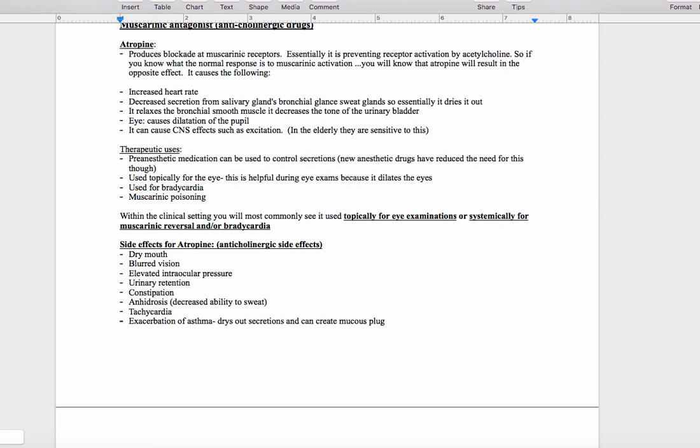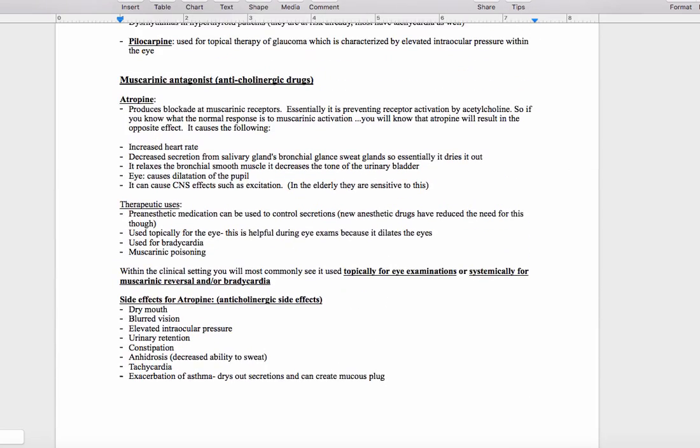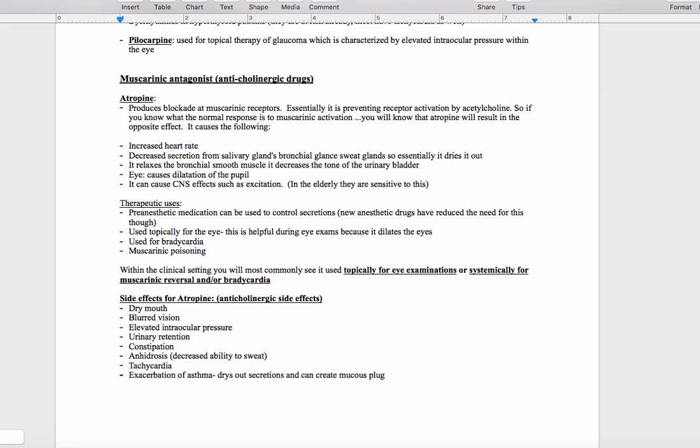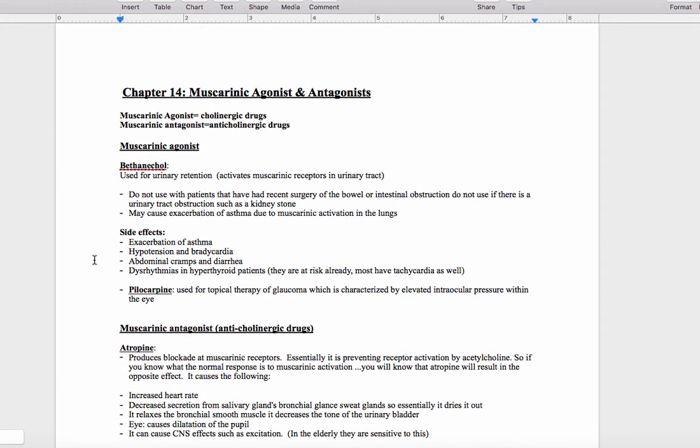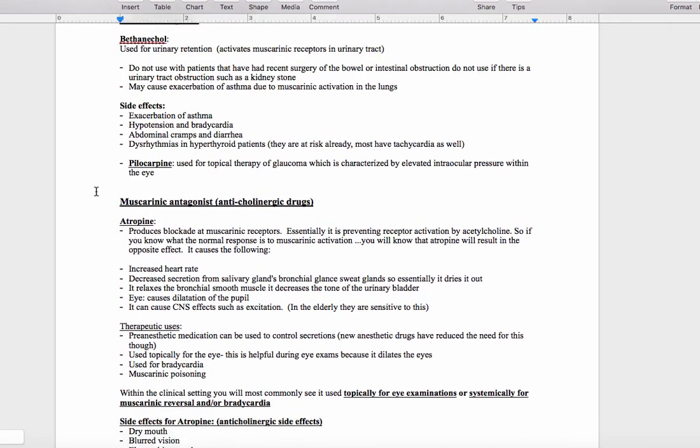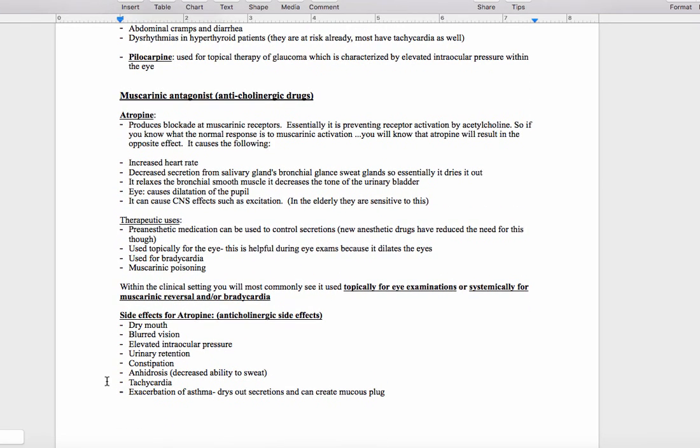It can cause tachycardia in the patient. And it can exacerbate asthma, and this is more because it dries out the secretions in their lungs, and this creates a mucus plug. So it's not necessarily affecting the actual airway; it's more due to the secretions. So when you're looking at these, look back at your parasympathetic nervous system. These agents up here are agonists, so they work like your parasympathetic nervous system. These agents are antagonists. They're going to be doing the opposite of what your parasympathetic nervous system would do.